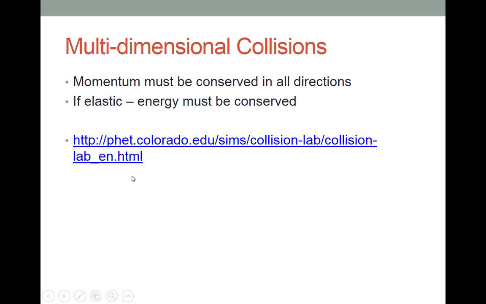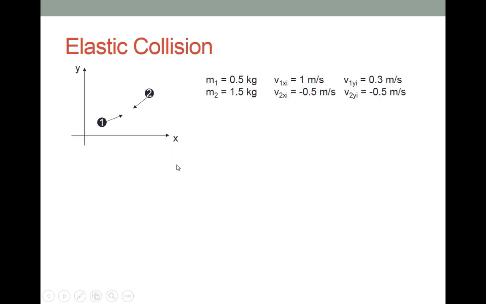In this part, we're going to analyze the same collision twice, once for when it is elastic and once when it is completely inelastic. To begin with the elastic collision, here is the setup of the problem. You have two masses. I give you what their masses are and what the initial x and y velocities are for each of the masses.